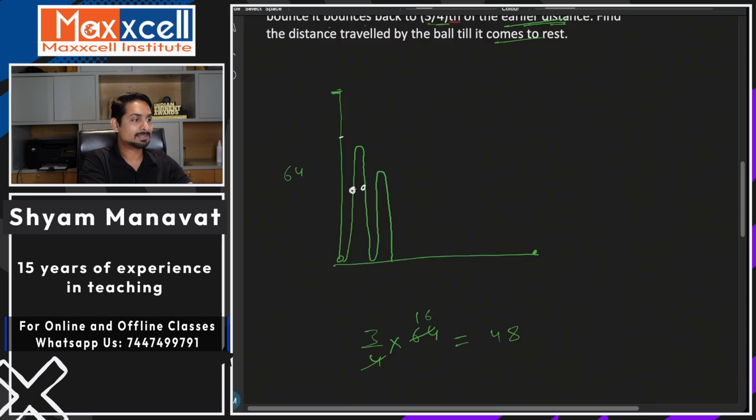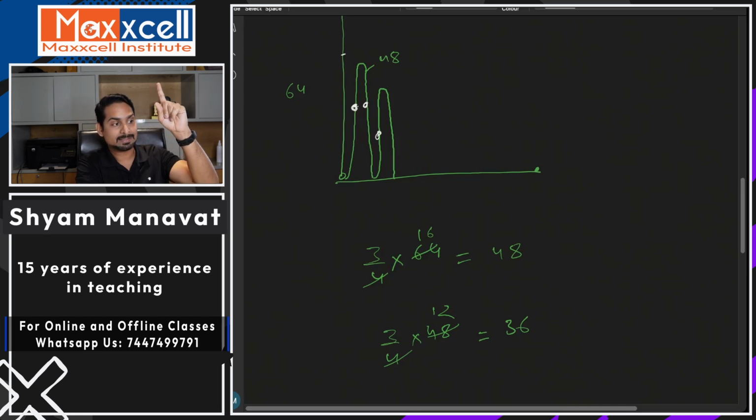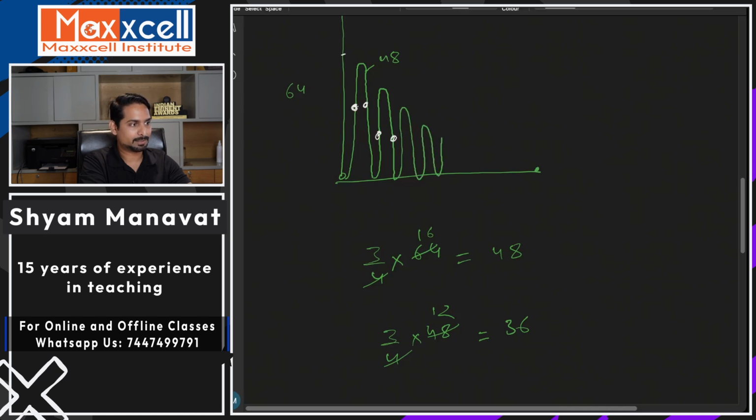Similarly, the next distance will be 3/4 of 48. The earlier distance is 48, right? So this will be 3/4 of 48. How much is that? 36. So bouncing back, going up 36 feet and then coming down again 36 feet, right? And then this goes on. Let me not draw a diagram because I'm not very good at that, but I hope you understood. This will keep happening.